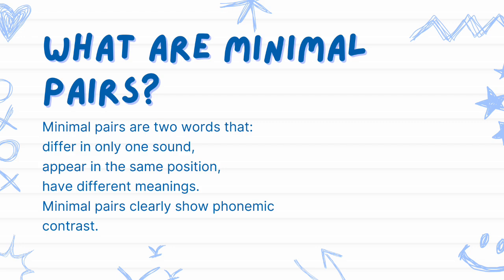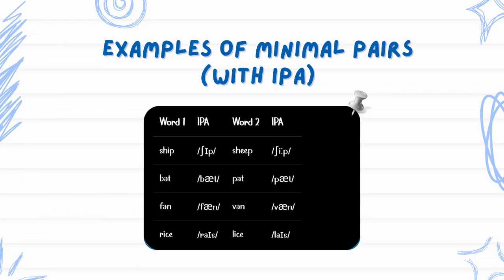Minimal pairs are two words that differ in only one sound, meaning the words are almost identical in pronunciation. They appear in the same position and have different meanings. Because of this, minimal pairs clearly show phonemic contrast in a language. Examples of minimal pairs: ship and sheep, pet and bet, fan and van, rice and lice.